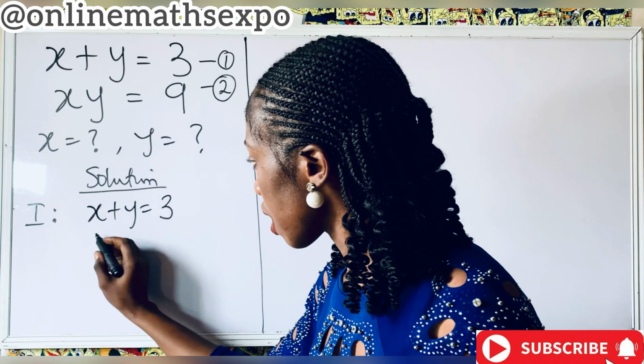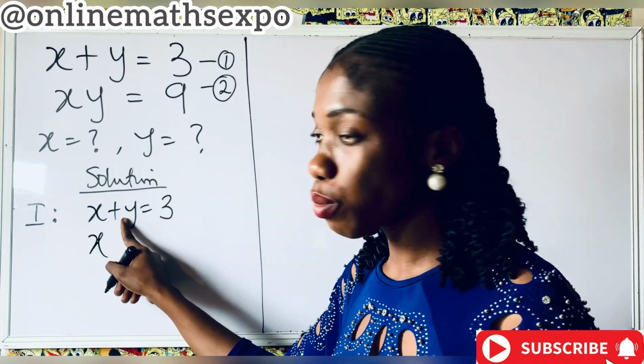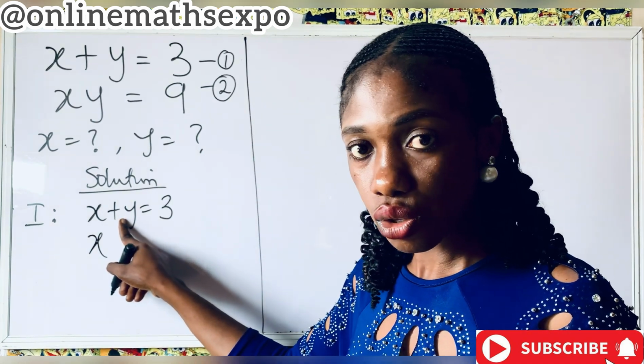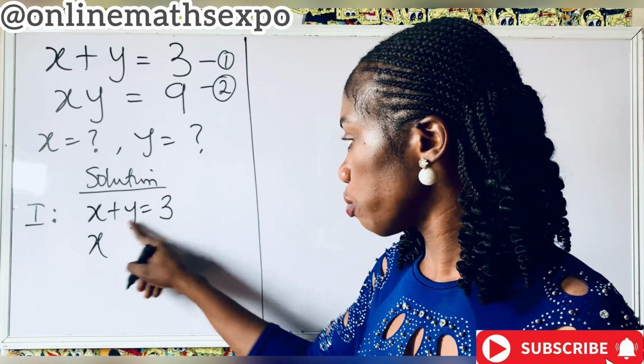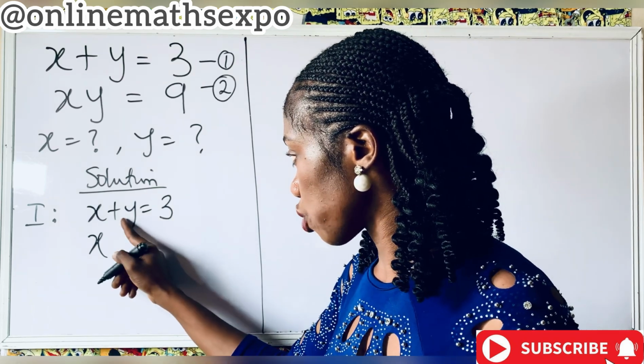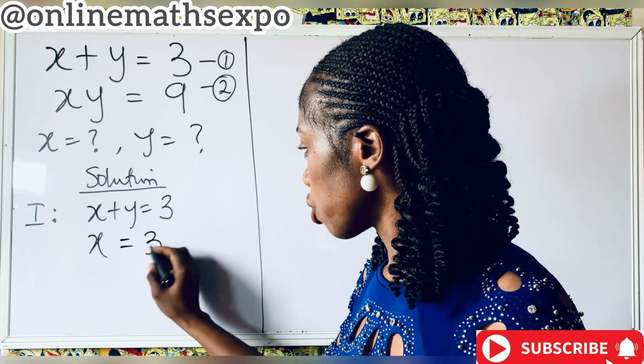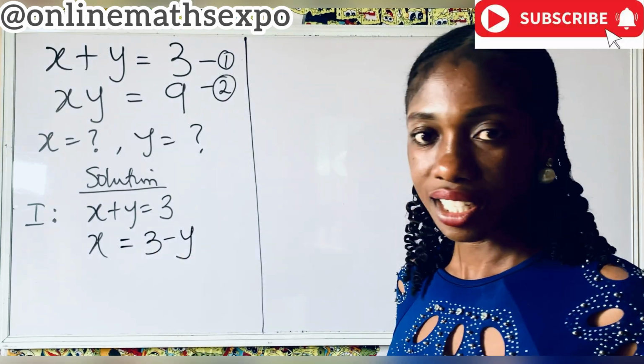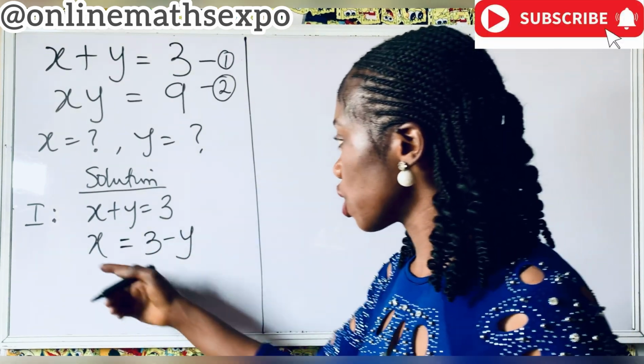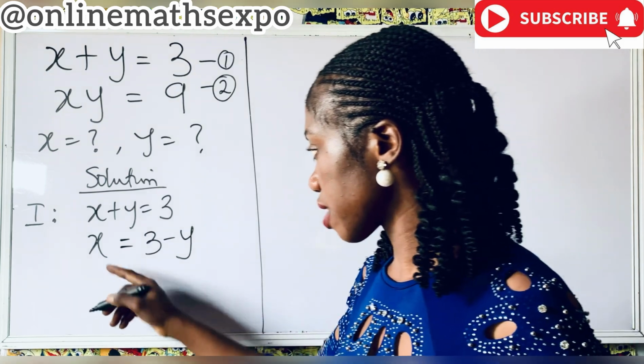So we can now say x, let's remove y from this side. So we are going to subtract y from both sides to do that. So if you subtract y here, it goes off. And if you subtract, you're going to have 3 minus y. Did you see that? So this is what you have now as your x value.